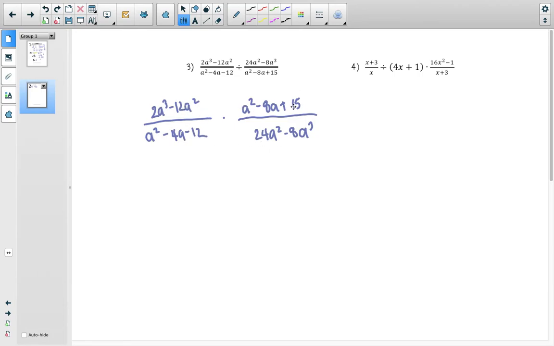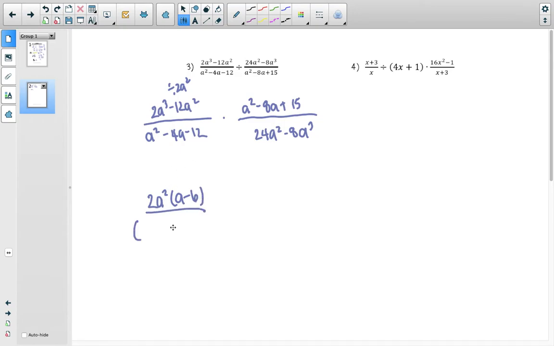These are where you find the factors of the last number that add up to the middle. So they have a 2 in common, but they also have a squared in common. So we're going to take that out. So we're dividing everything by 2a squared, which leaves you with a minus 6.